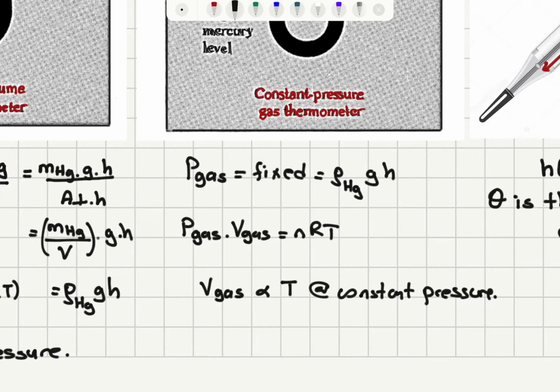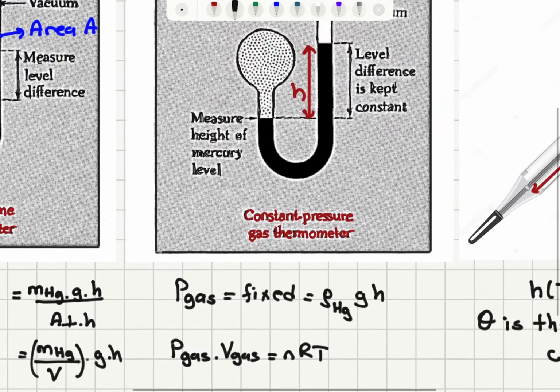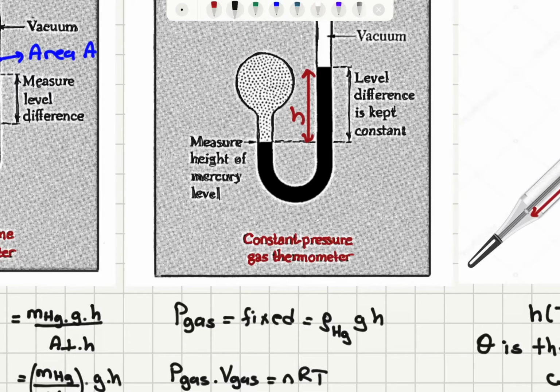So we're going to see that V is equal to nRT divided by rho mercury gH, where this H is fixed right now. Therefore, we're going to have the volume of the gas varying with temperature. So theta is the gas volume. How do we detect changes in the volume of the gas? By measuring the height of the mercury level on the left-hand side here.